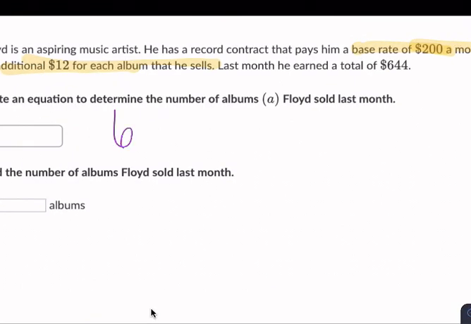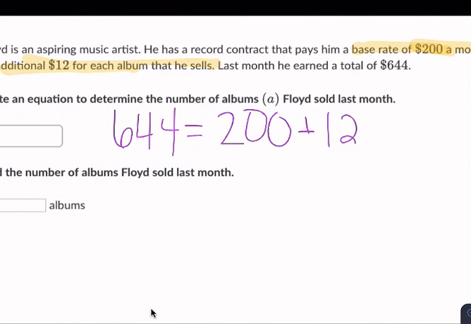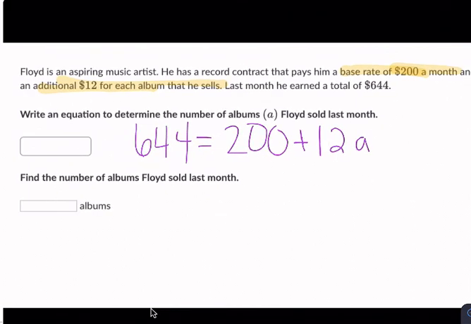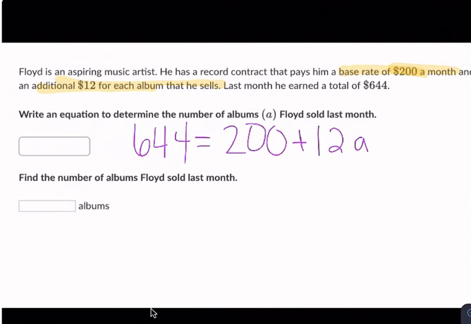So we know his total was $644. He is getting paid $200 a month, no matter what. So this month, he automatically was paid $200. Plus, he also gets $12 per album he sells. So my equation is going to be 644 equals 200 plus 12a. You could also have switched the 12a and the 200, either way, and now I can solve.